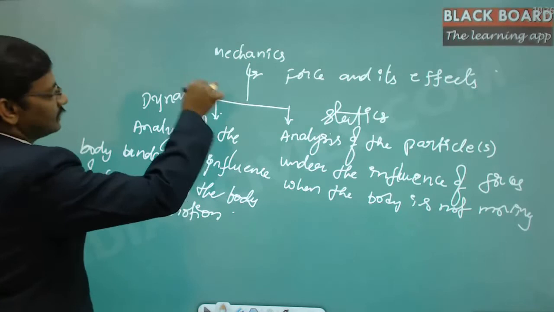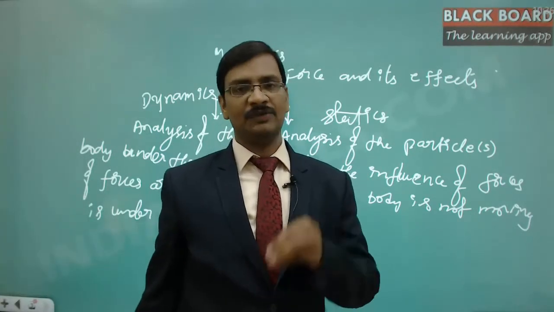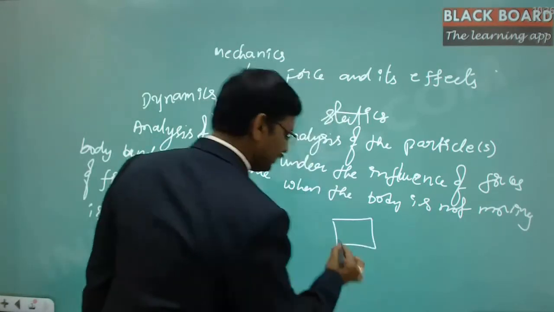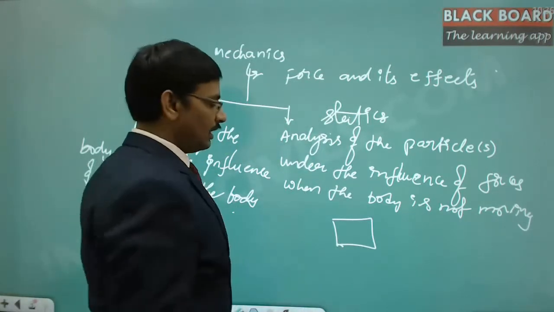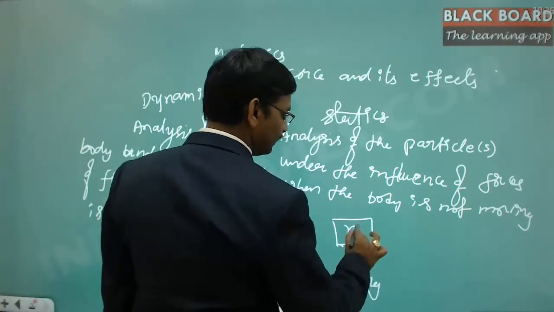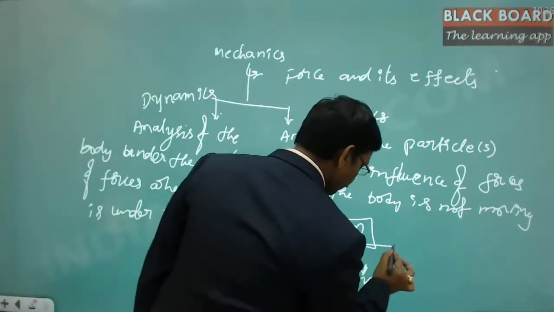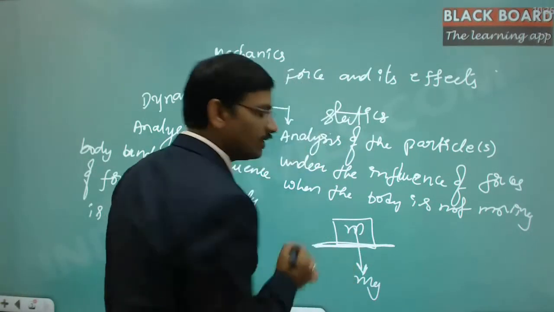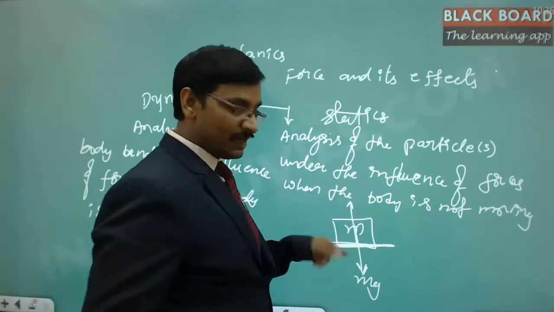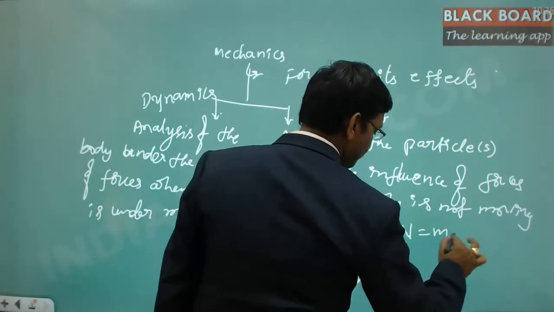So in both cases, what we are trying to do is analyze how the particle behaves under the influence of forces. Suppose this is the particle or body, and it has a certain weight, and the mass is m. Let us say there is a table like this, and on the table this body is placed. Obviously there will be a normal reaction which is exactly equal to mg, so N equals mg.